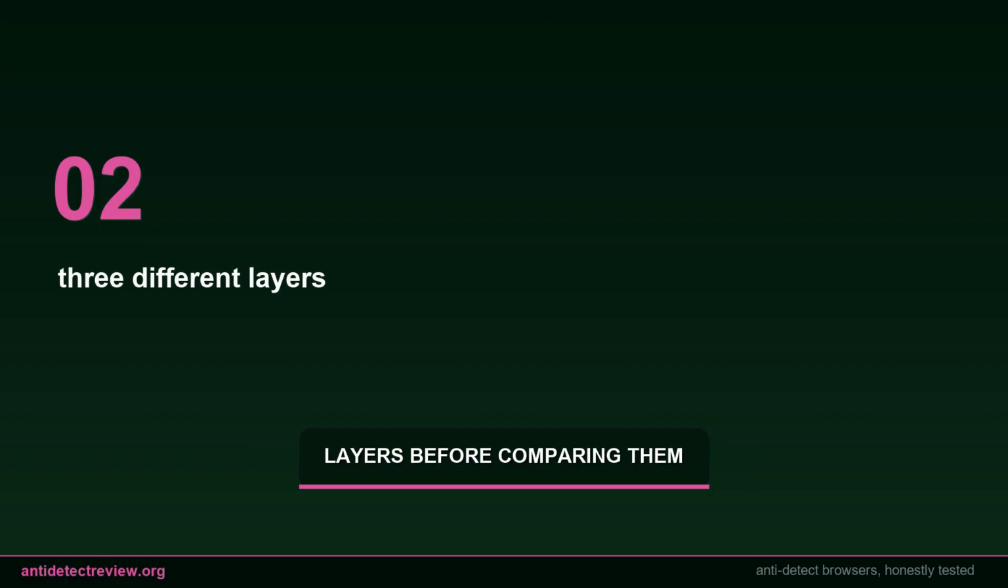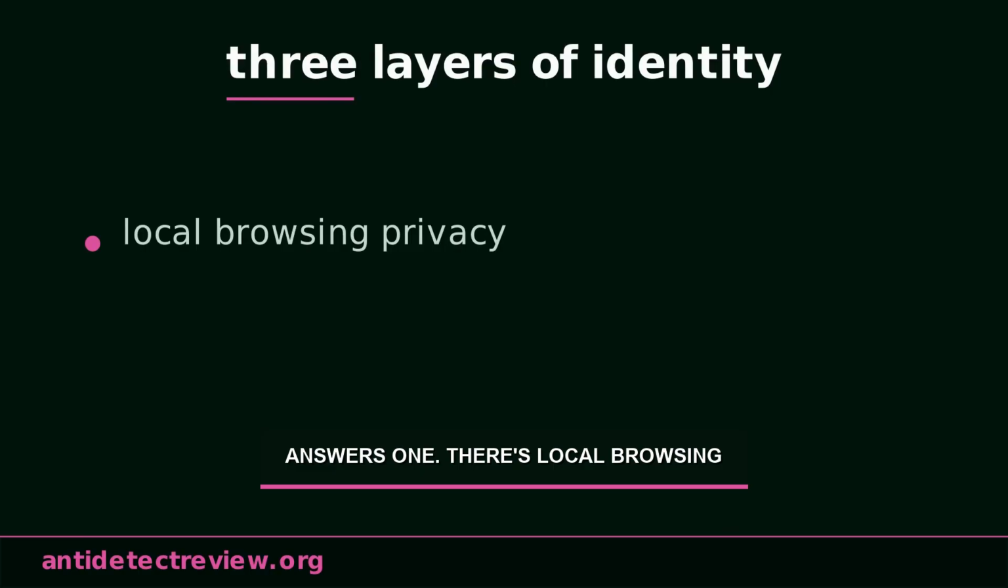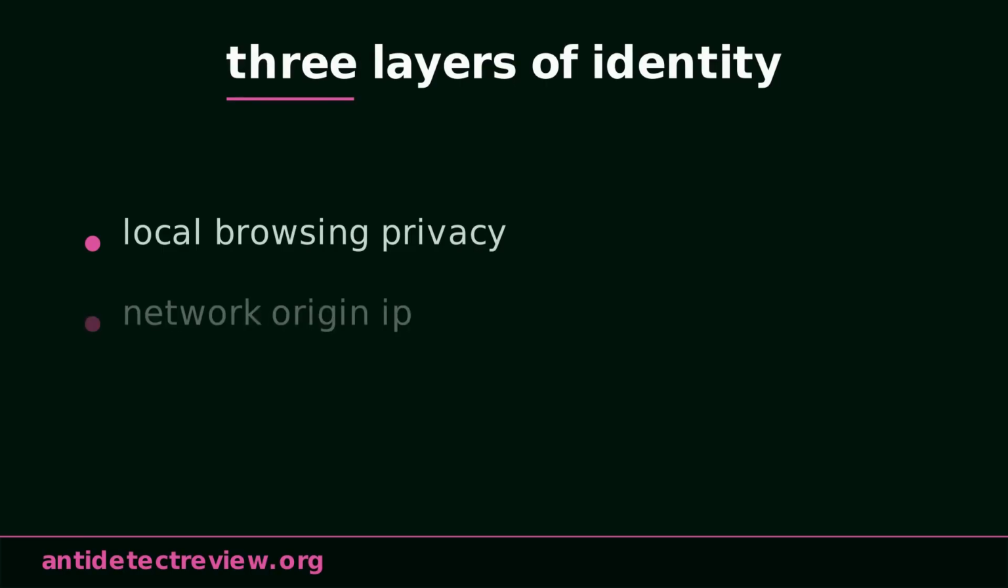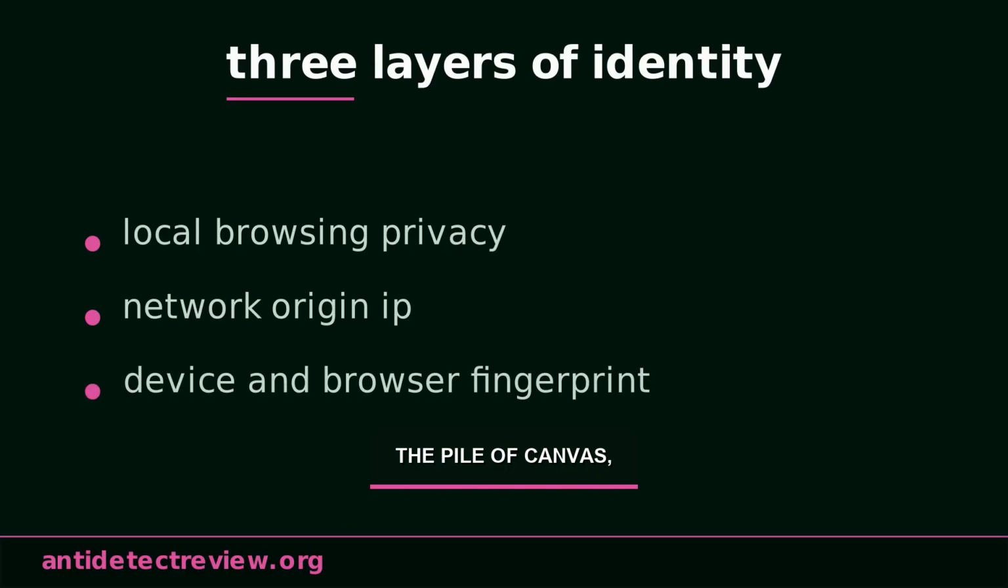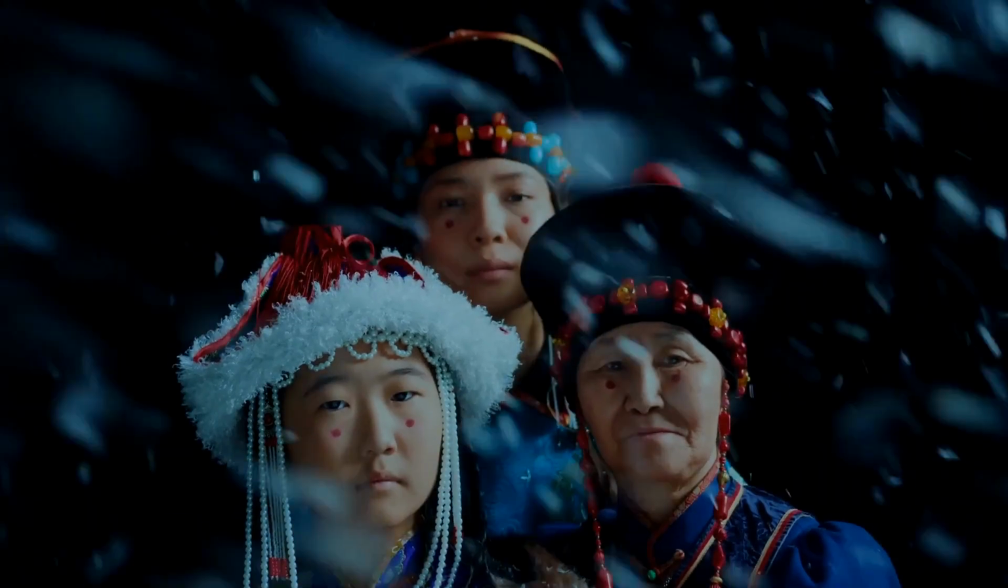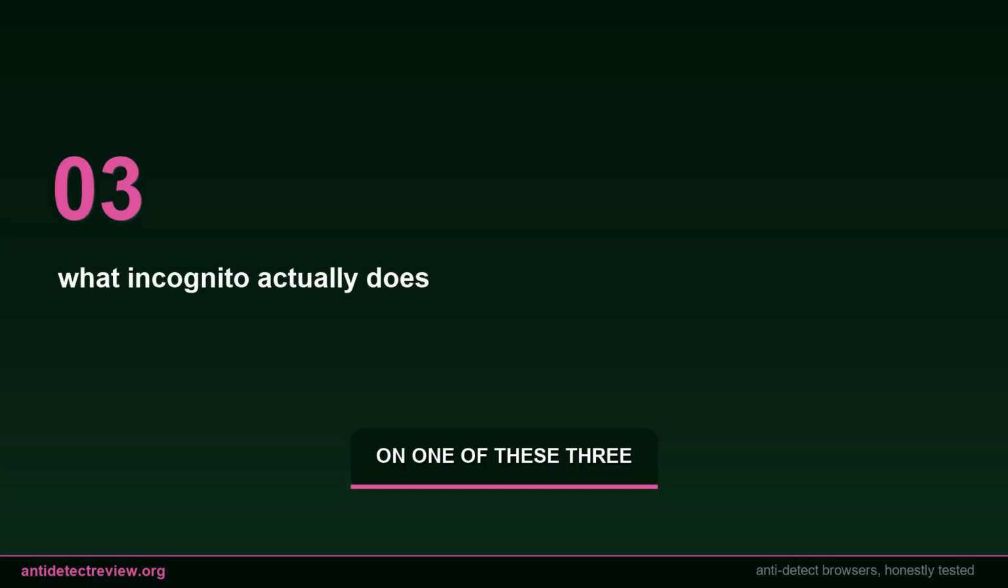Three different layers. Before comparing them directly, it helps to name the three layers separately, because each tool only ever answers one. There's local browsing privacy, what gets saved on your own machine. There's network origin, what IP address and rough location a site sees you connecting from. And there's device and browser identity, the pile of canvas, WebGL, font, and hardware signals that make one browser recognizable from another. An anti-detect browser, incognito mode, and a VPN each live almost entirely on one of these three layers, and none of them reach into the other two.